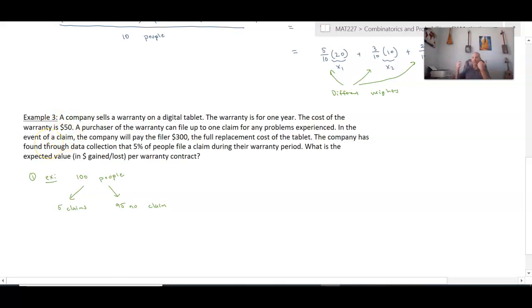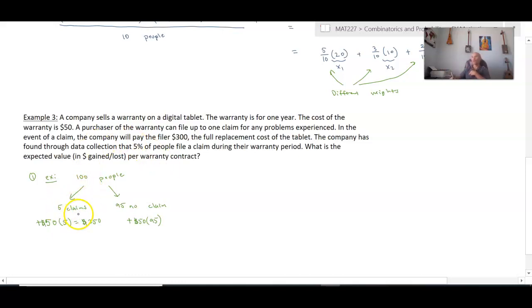The company still collected $50 from them, so they gained, I'm going to put a plus here because this is a gain of $50, 5 times. So they collected $250 from the filer, from the person buying the contract. Versus over here, the 95 people who don't file a claim, they still pay the $50, but there are 95 of them that pay. So far everything seems to be good for the company.